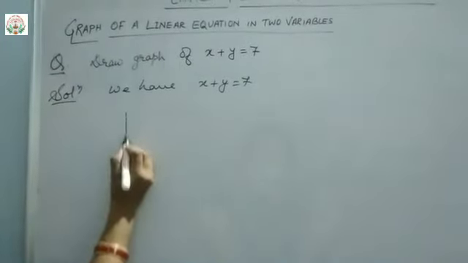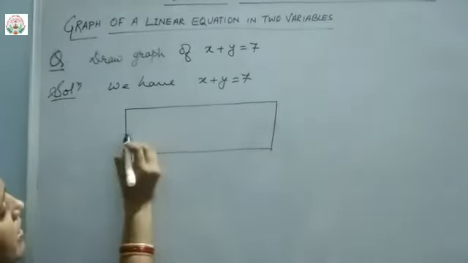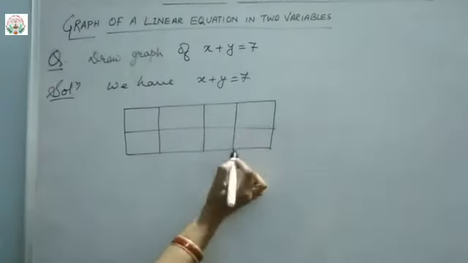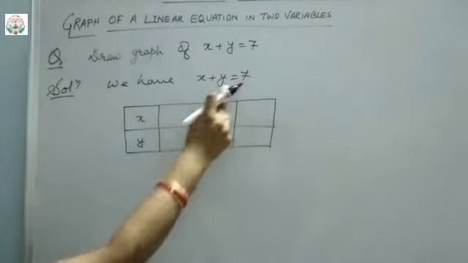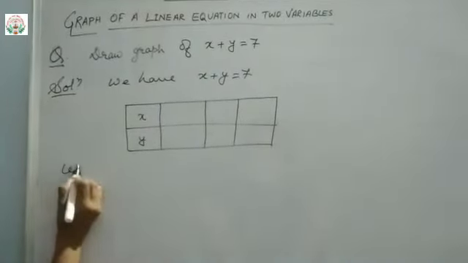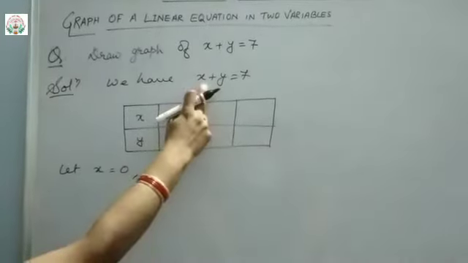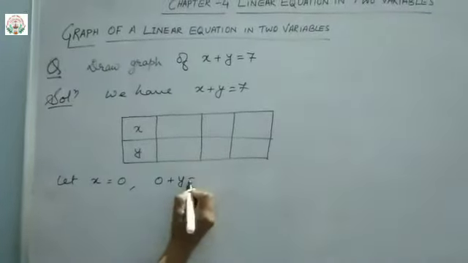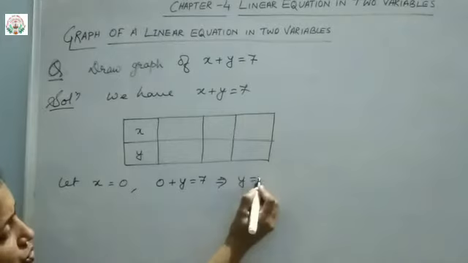So for this again you have to draw a table first. Draw table. Then write there the x and y values. X and y variables. Now again we will get points by assuming one of the values and we will get the other value. Like for example, let x equals to 0 suppose I took. When x value is 0 in this equation, if I put x value as 0, what will be my y value? That is 0 plus y equals to 7, which implies y equals to 7.